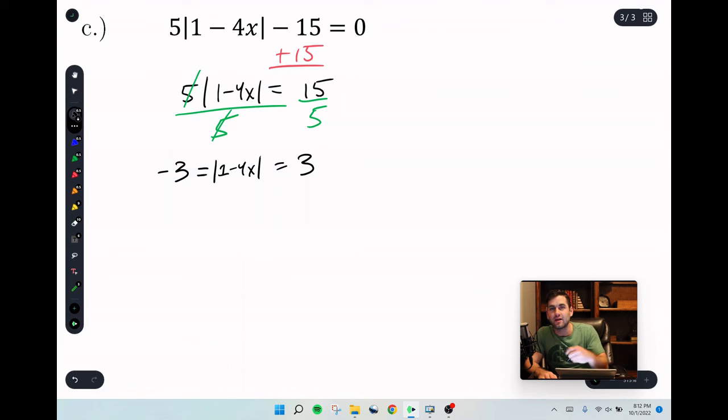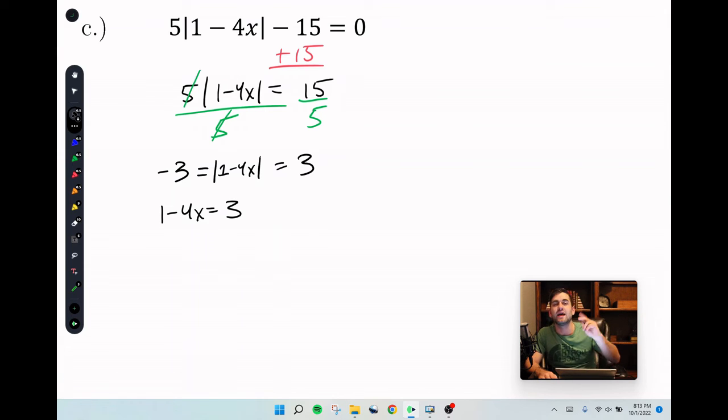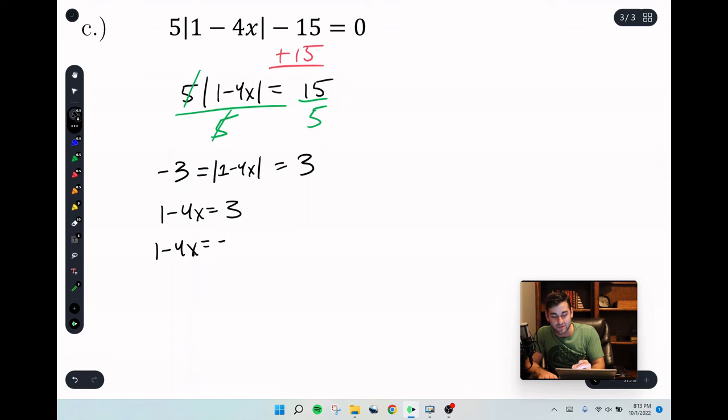Wait, that might not have been clear, but now what I've done is I've created 2 different equations. I've created 1 minus 4x equals 3, which was our original equation. And then I've created the opposite of that, the negative of that, creating the positive out of the negative for this absolute value, which is exactly what we did. We just added a negative sign to the outside of the absolute value. So then we've also got 1 minus 4x equals negative 3.